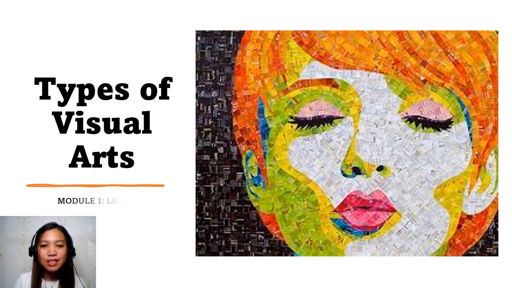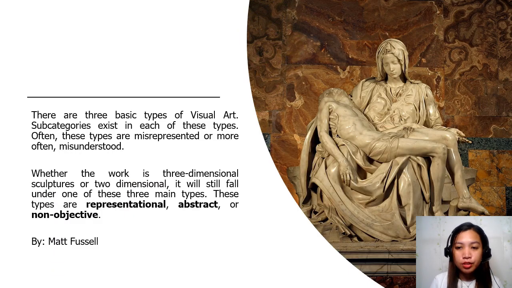Hello, class. So today we will discuss lesson 2, and lesson 2 is all about the types of visual arts. So there are three basic types of visual arts. Subcategories exist in each of these types, and often these types are misrepresented or, more often, misunderstood.